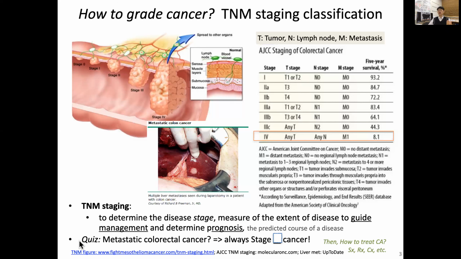So here's a quiz. If colorectal cancer is metastatic, or we find a metastasis, what would the stage be? You don't care about T, and when metastasis is happening, it's always stage 4, and the chance of survival of the patient will be very, very small. That's why metastasis is so important in terms of prognosis and even for our future treatment strategies.